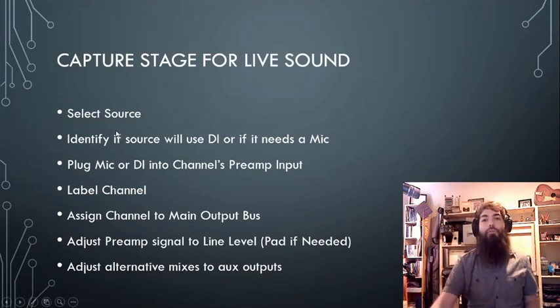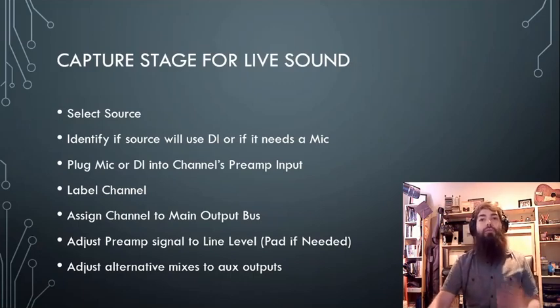When we're capturing, the first thing is to select the source, whether it be the kick drum, the snare, bass, guitar, or vocal. For this example, let's use my voice, because that's what we're already using right now. My voice is an acoustic instrument, so it is going to require a microphone. I won't be able to use a DI box. So the next step is we identify the source and whether it will need a DI or a mic.